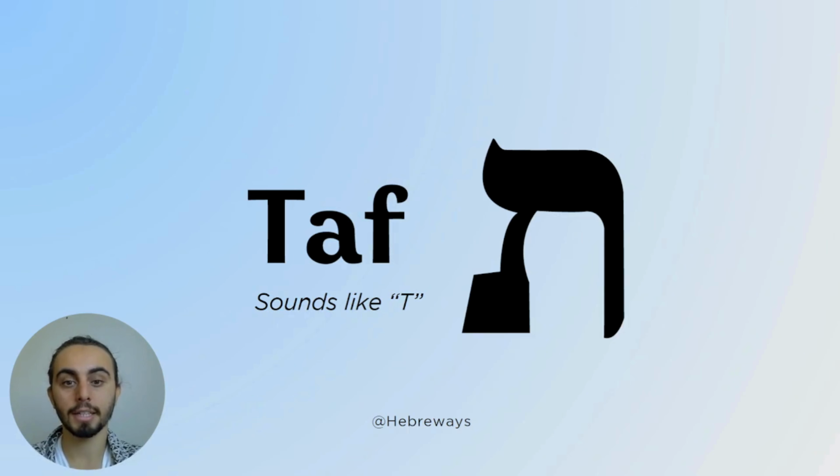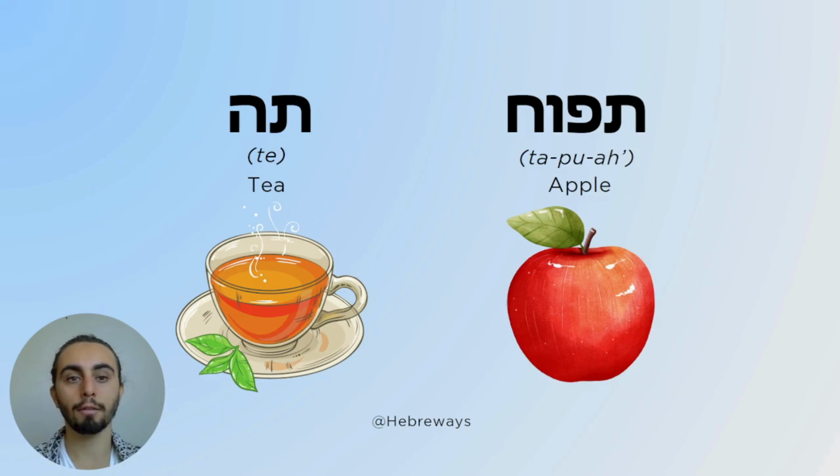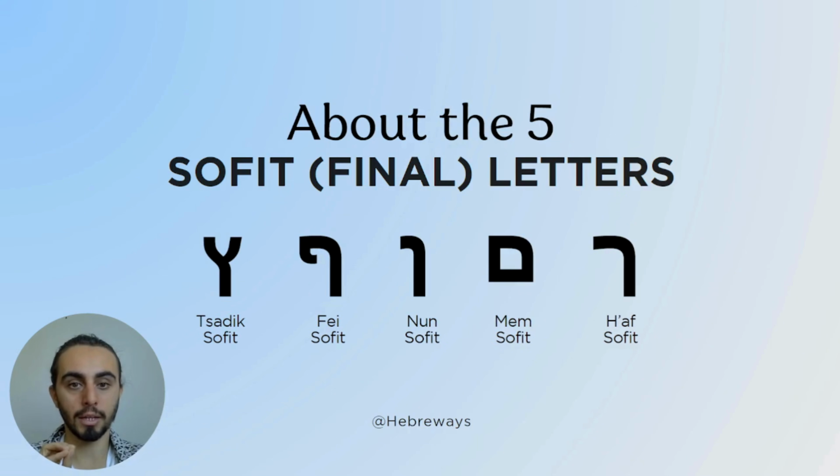Now, the last letter, Taf. Taf is another letter that makes the sound of T. For example, we have here te on the left. Te is tea. And then on the right, tapuach. Tapuach means apple. That's it. But I said that we'll cover some final letters.